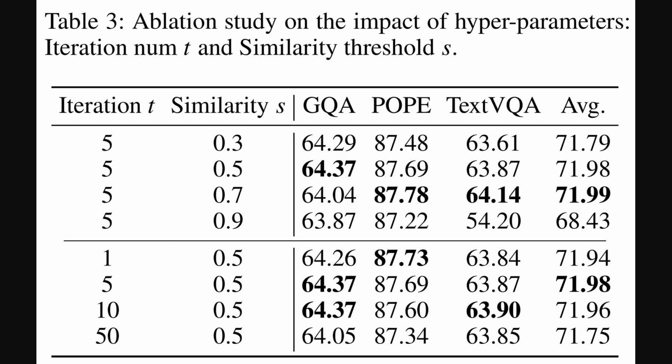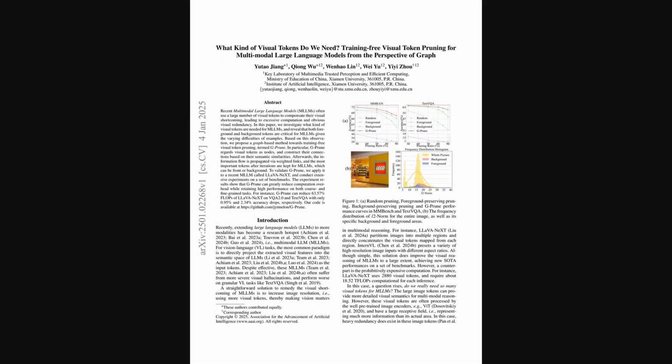Okay, so we just saw that the graph propagation step is important. Table 3 here digs a bit deeper into gprune settings, specifically the number of propagation iterations, T, and the similarity threshold, S, used to build the graph. Looking at the average scores across those same benchmarks, GQA, POPE, and text VQA, it seems like the performance is pretty good when the iteration number is around 5, and the similarity threshold is between 0.5 and 0.7. It shows the method is quite robust, but these settings seem to hit a sweet spot for performance. So yeah, those settings seem to really dial gprune in.